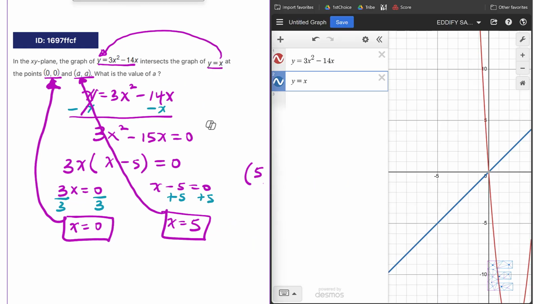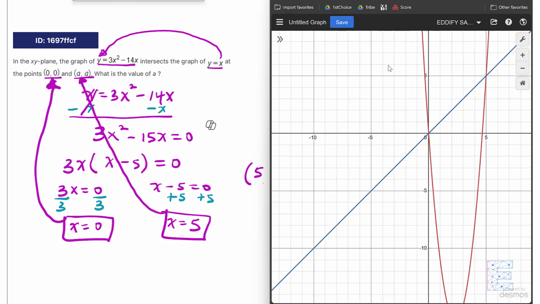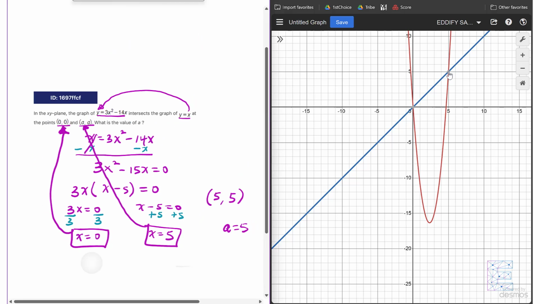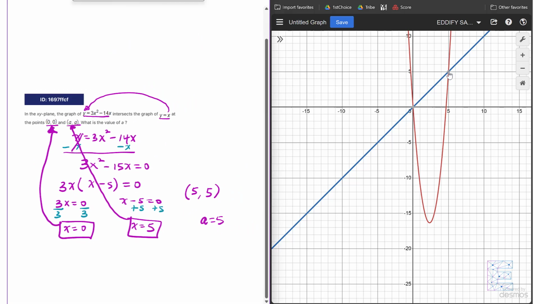So here we are. You're going to take your equations, y equals 3x squared minus 14x, plug it into Desmos like that, and take the other equation, y equals x, plug it into Desmos. Now what you're looking for, let me hide these, is where the two equations are intersecting. The first answer we were given is (0, 0). You can see it right there in Desmos. And the other answer is (5, 5), like we found out when we solved this manually. So the answer is a equals 5.